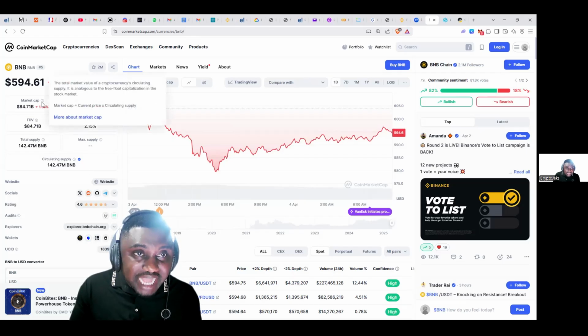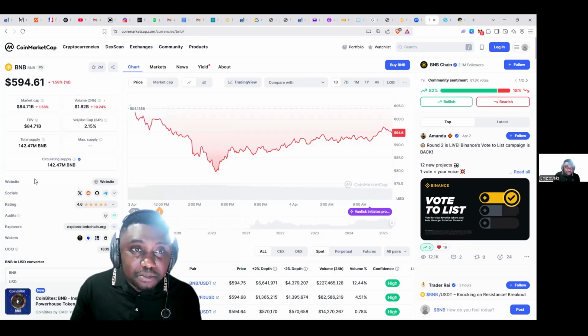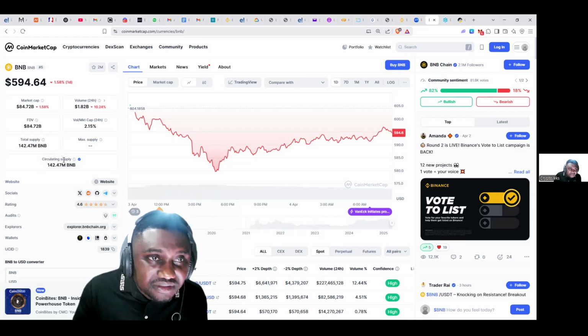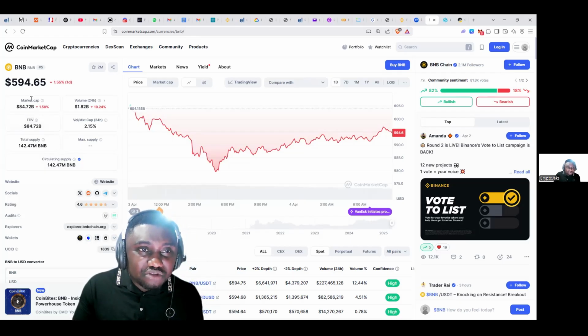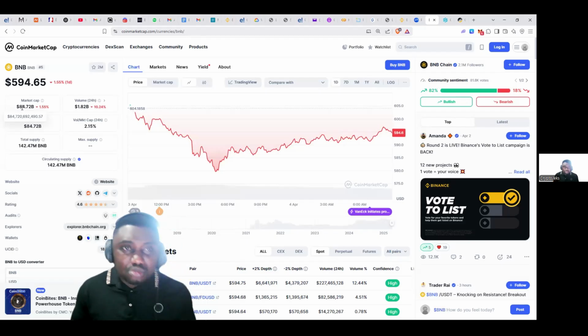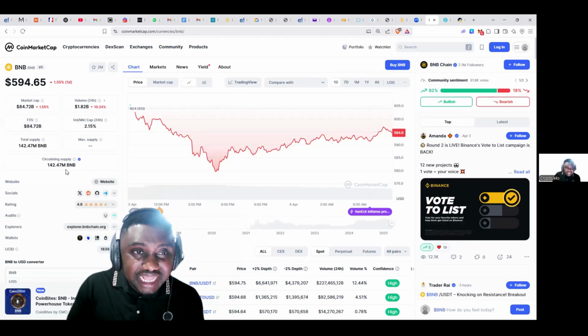So now, market cap represents the entire value of the circulating supply of the token. So it is the dollar value. What this is telling me is the buying and selling volume of BNB, the entire worth of BNB. The entire worth of BNB is $84.72 billion. So the volume of the buys and the sells of the entire circulating supply.